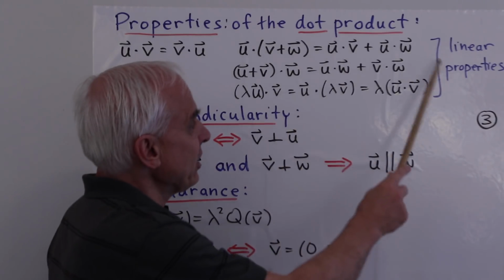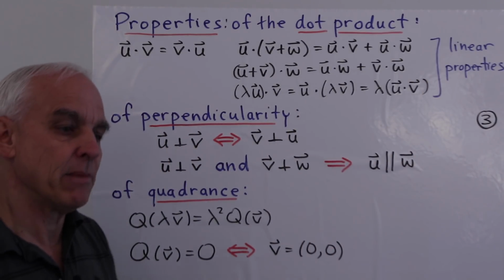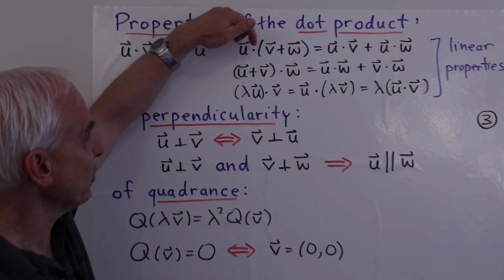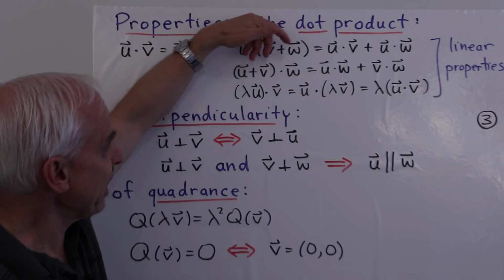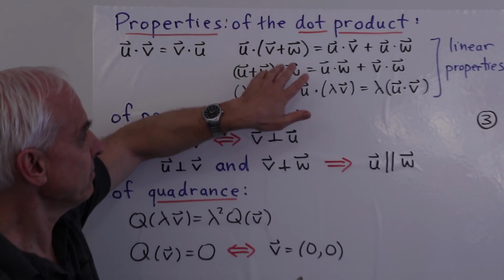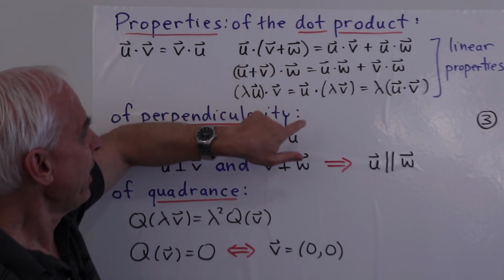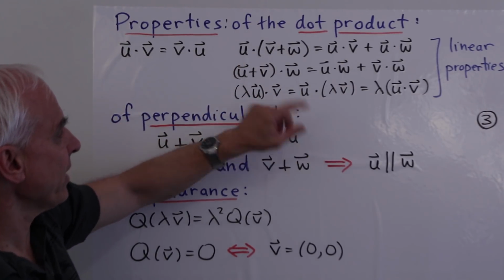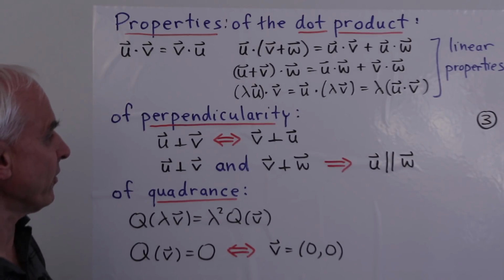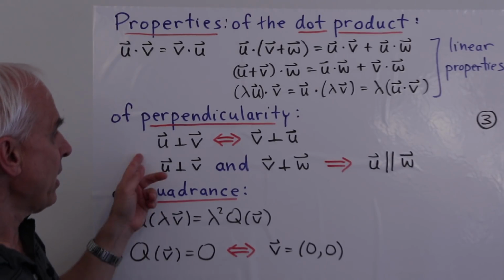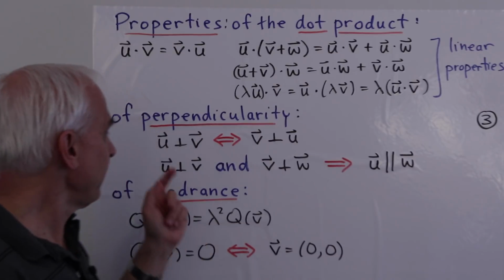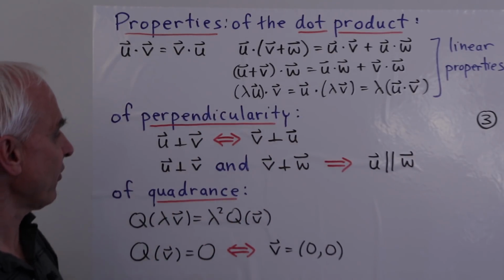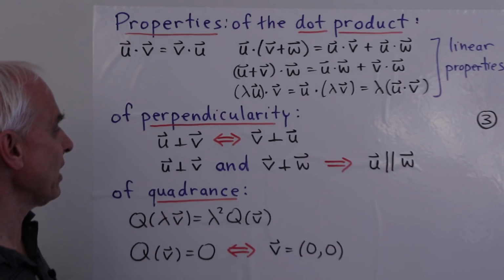And here are the linear properties, or more precisely, the bilinear properties of the dot product. So if you fix one of the vectors and look at the linearity in the second variable, then it's linear, in terms of adding and also in terms of multiplying by a scalar. And it's the same in both components. In terms of perpendicularity, if u is perpendicular to v, then v is perpendicular to u. That's an immediate consequence of the symmetry of the bilinear form.